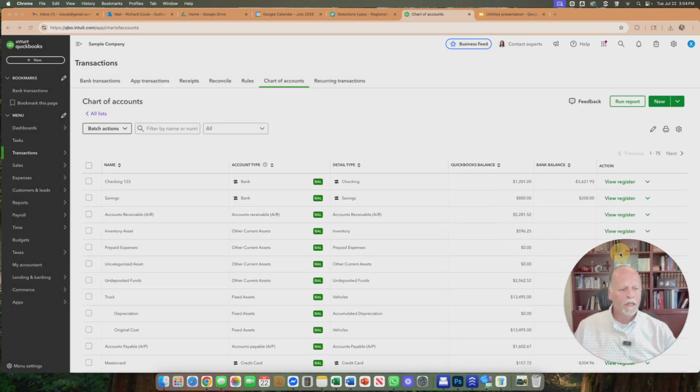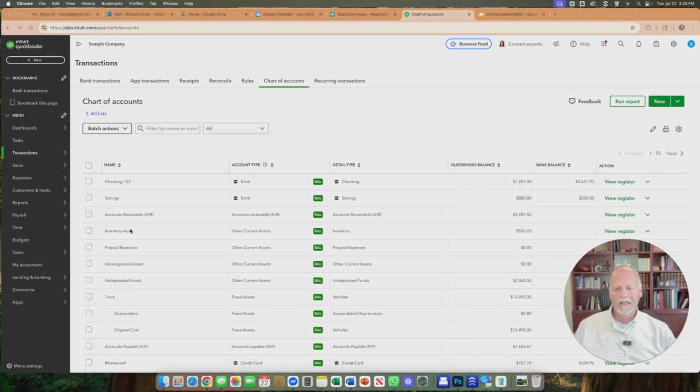Sorry, my image was blocking it there. So now I've renamed that checking 1, 2, 3 savings account. You'll notice QuickBooks right here gives us a tag that tells us where these items are going to show up on the balance sheet.